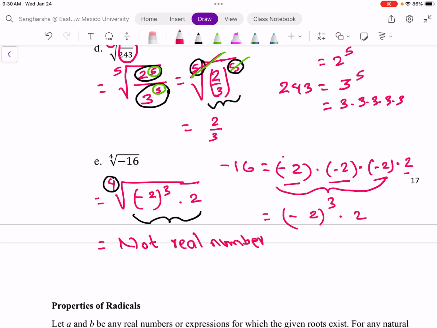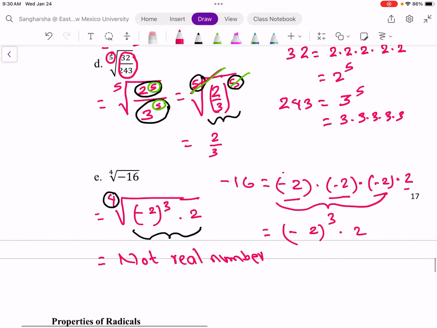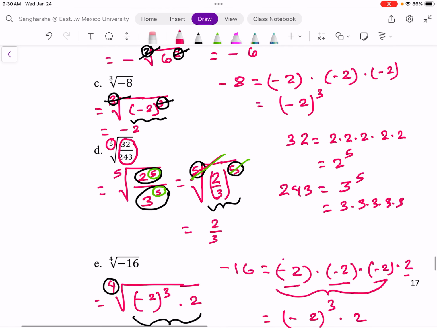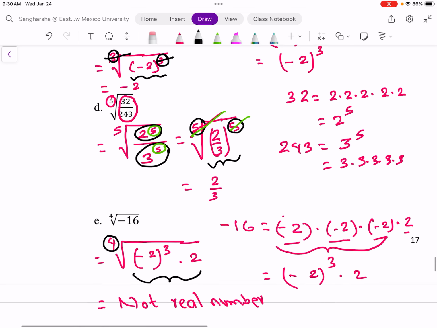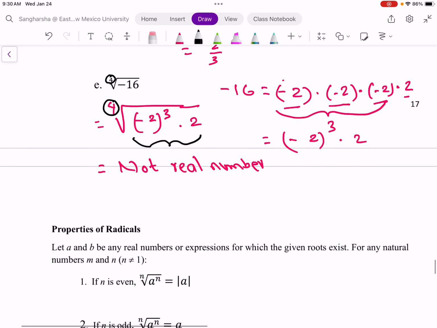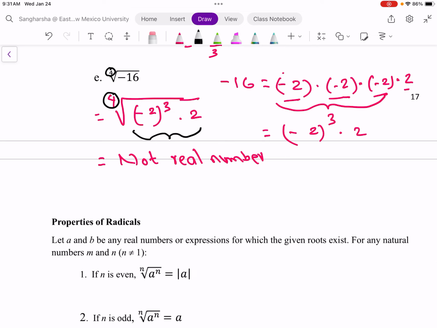The only reason is that if you compare number E with number C, the difference is that in number C we have an odd index, and in number E we have an even index. If you have an even index and a negative radicand, then that number does not have any real answer. But we can always rewrite that as a complex number.